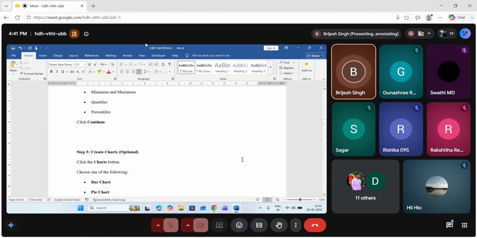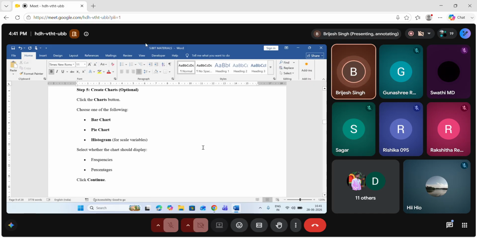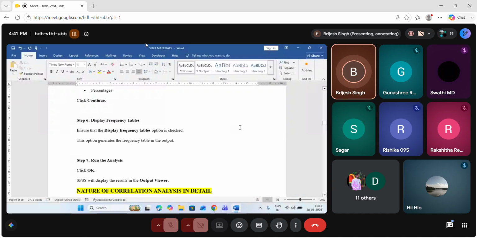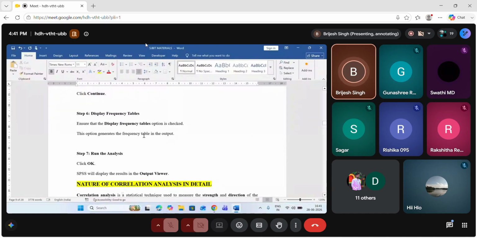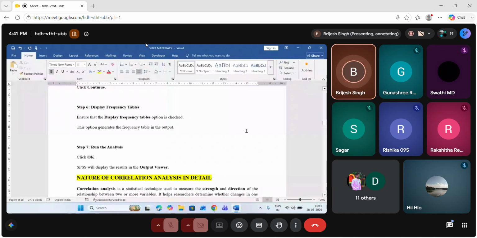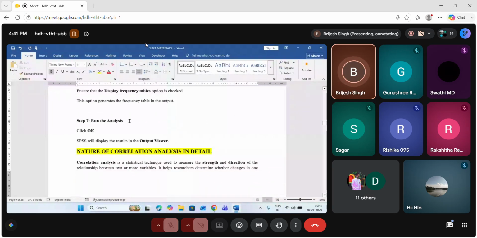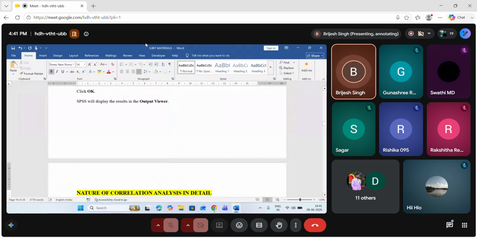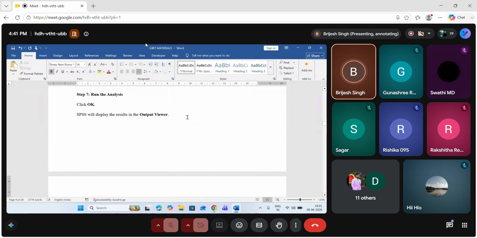Along with that, you can also create the charts, right, which you have done also. Along with that, you can also create the display frequency tables, right? So it comes with each and every component, each and every sub variable: how many people are there, what is the frequency, what is the percentage also, right? And so once you will be doing all those things, you will be able to get the outcome over there.